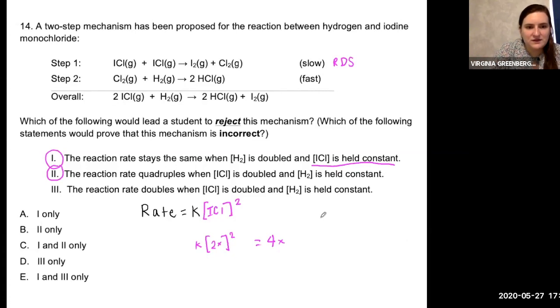And then in the third statement, it says the reaction rate doubles when ICl is doubled and H2 is held constant. And so we saw just a second ago that the rate would go up by 4 times when we double ICl because it's second order. And so this would be false. And C would be our correct answer.